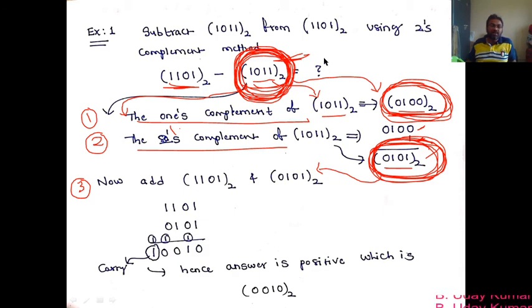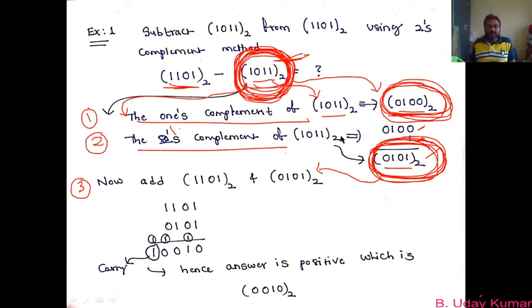So whether the answer is positive or negative, this carry will help us to disclose that. If you get carry here, the answer is positive. If you don't get it, the answer is negative. That's it. So since we are getting a carry here, the answer must be positive. And just forget about this carry now. Just remove that 1. If you remove that, what will be left in this answer? That will be 0010. So that will be the answer of this example that we have found by using the twos complement method. That's it. Is that clear?